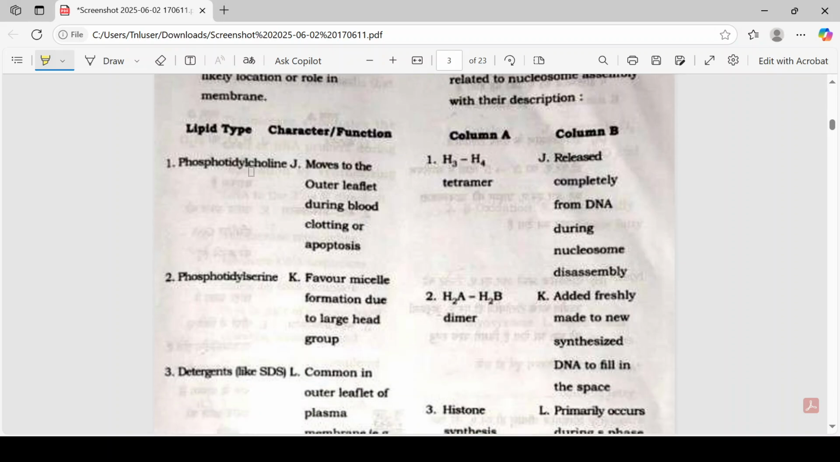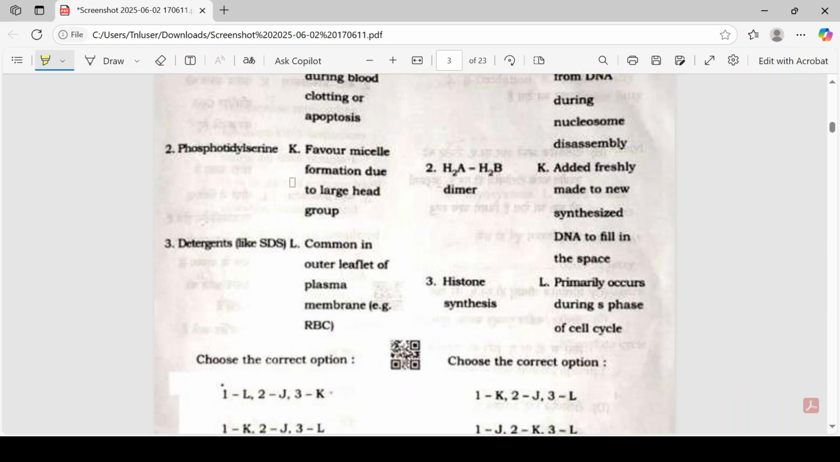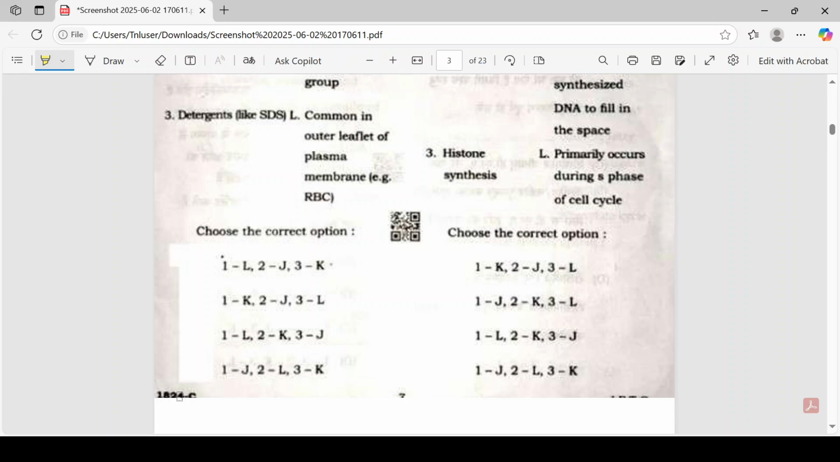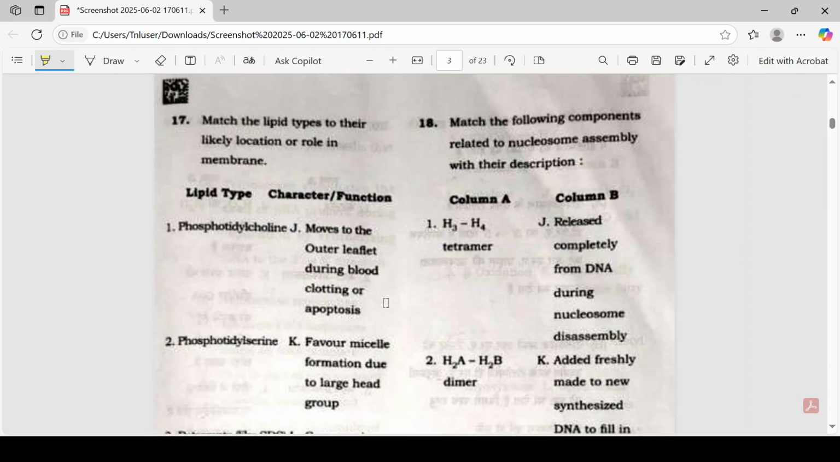So in one column we have lipid types and on the other side we have characters and functions. So the correct answer to this particular question will be option number A. Okay, 1 is related to L, 2 is related to J, 3 is related to K. Let's now discuss question number 18.